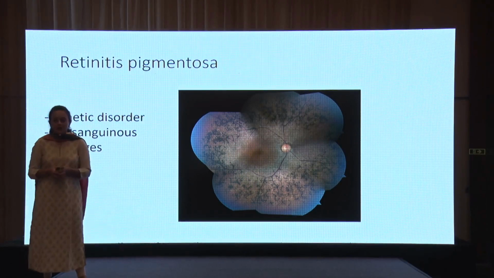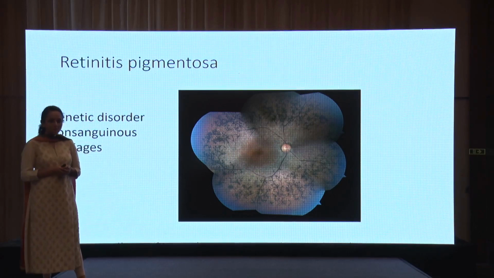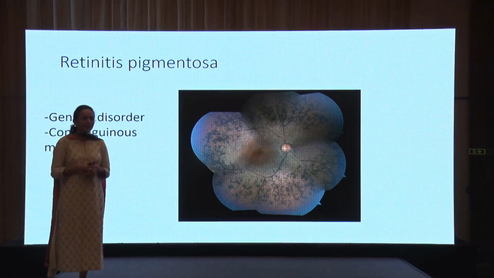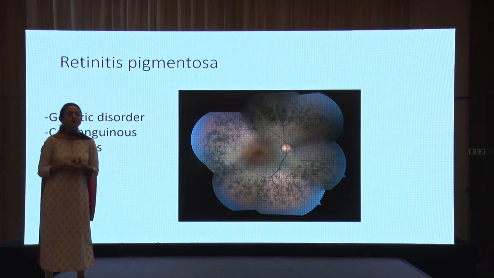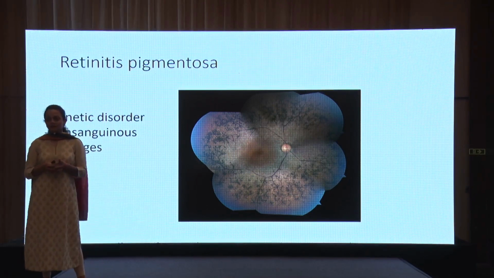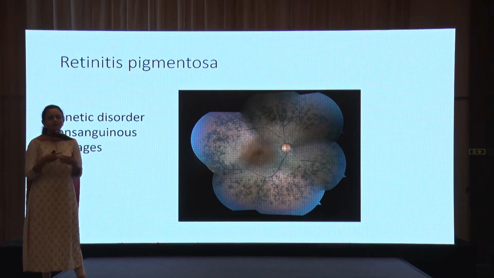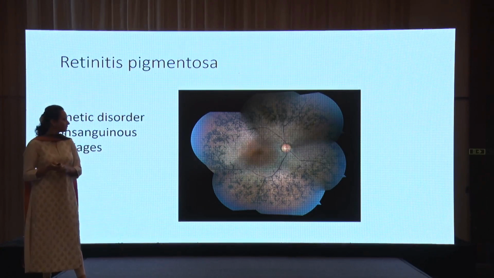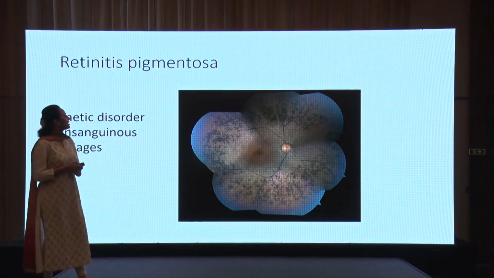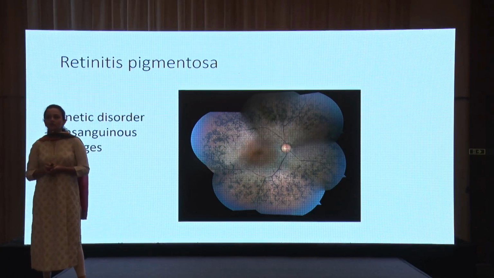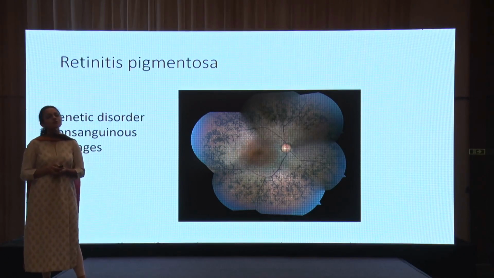Now this can be prevented by spreading the message that consanguineous marriage is not a great idea, because there can be a lot of genetic disorders that can occur in children of people who get married amongst their own family. The treatment of retinitis pigmentosa, unfortunately, is not very developed. A lot of research is going on in this field, but we haven't come to any rocket science breakthrough here.